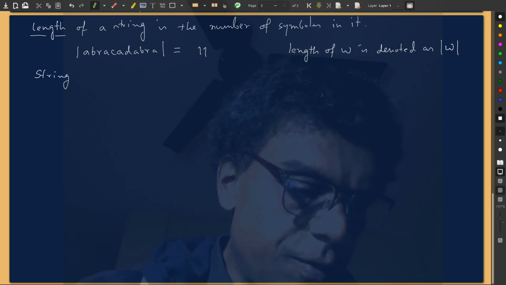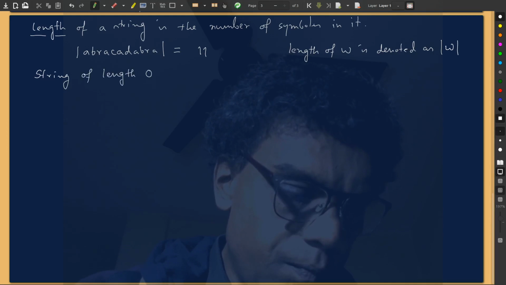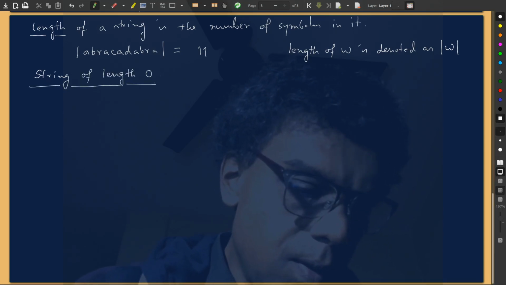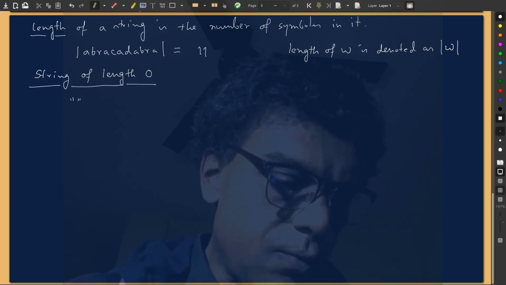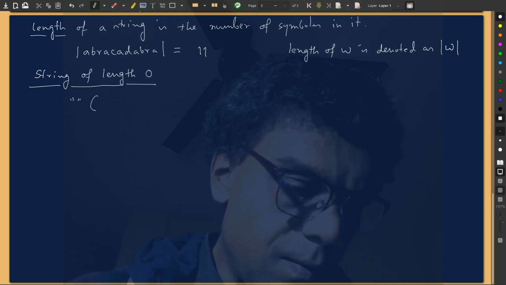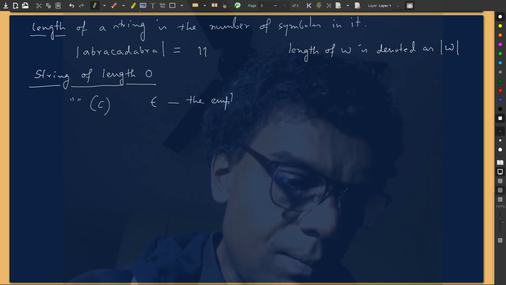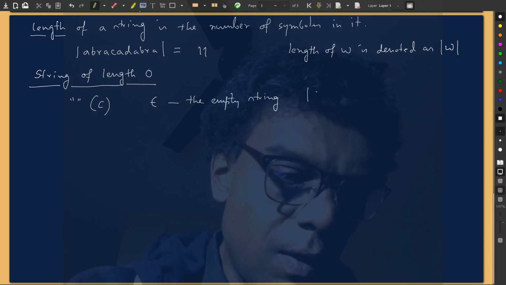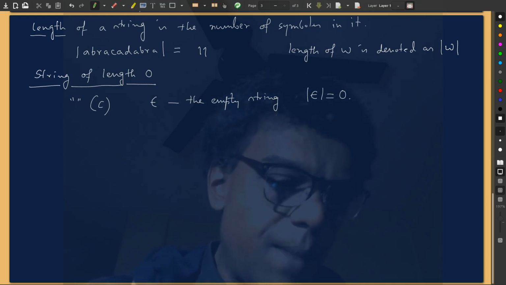Now there is one string which is of concern. This is the string of length 0. Of course, in C you would write something like this, but here we do not actually use quotes to denote strings. So we use the special symbol epsilon to denote the empty string. There is a unique string of length 0 over every alphabet. This is called the empty string.